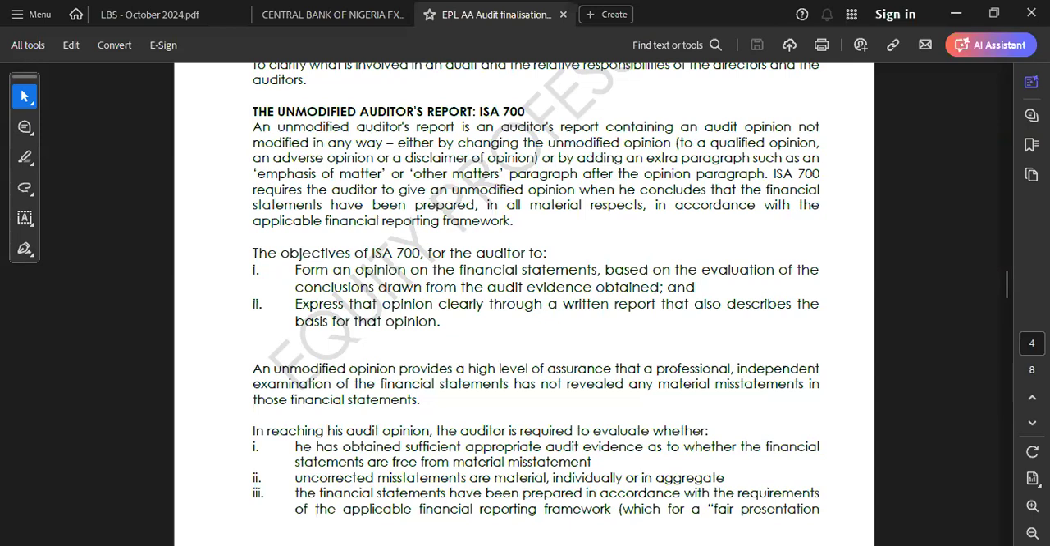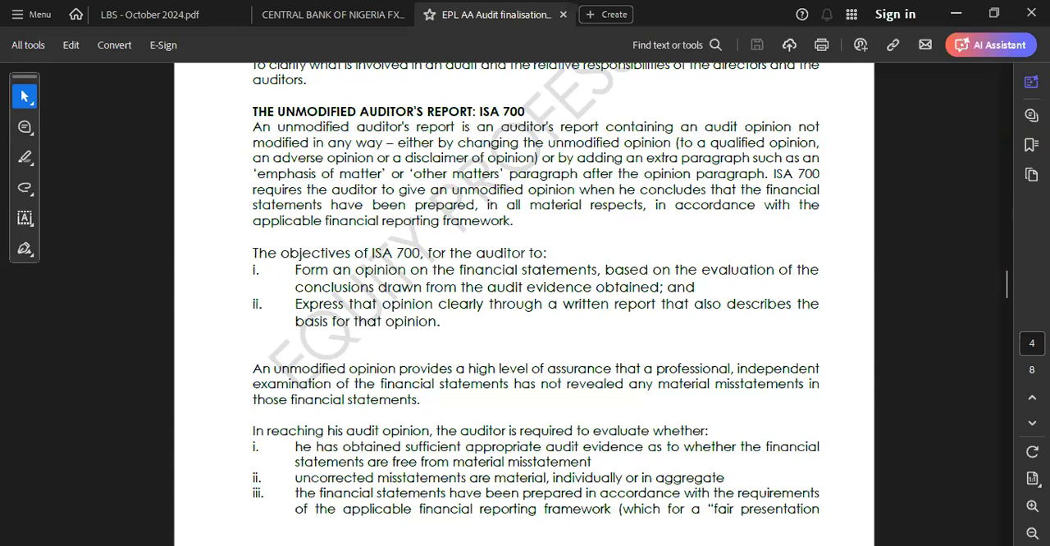Now, the unmodified report gives what we call a high level of assurance. If you remember that topic when we talked about level of assurance, we have reasonable assurance, we have limited assurance. A high level of assurance is one that gives, based on the level of audit evidence you've gotten, a positive type of assurance, and is the only one that you find in an audit. So an unmodified opinion gives that kind of assurance. So it's very, very important to know that.